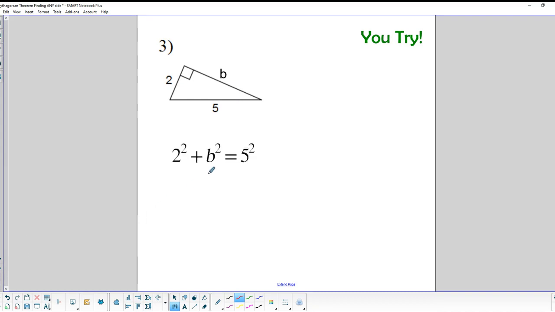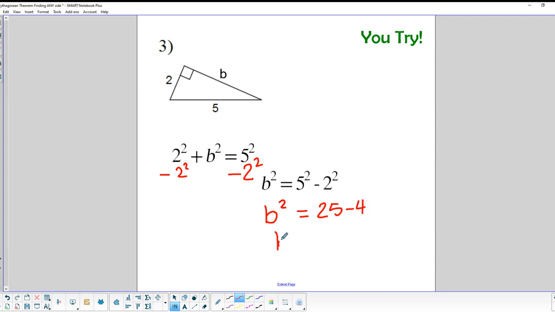When we put it into the formula, we get 2 squared plus b squared equals 5 squared. When we do our rearranging, we end up with b squared equals 5 squared minus 2 squared. So quite literally, we're solving for a variable, like we did in our last unit when we were solving for y. In order to get b by itself, we have to move 2 squared to the other side by subtracting it, which is what we're showing here. Then we do the math before we finish it off. That's going to be 25 minus 4, which ends up being 21. So b squared equals 21.